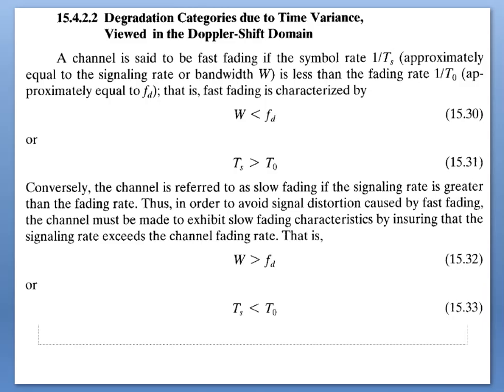A large Doppler shift is considered when it is 0.01 times W. Therefore, to avoid fast fading distortion and the irreducible error rate introduced by Doppler, the signaling rate should exceed the fading rate by a factor of 100 to 200. The exact factor depends on the signal modulation, receiver design and required error rate.